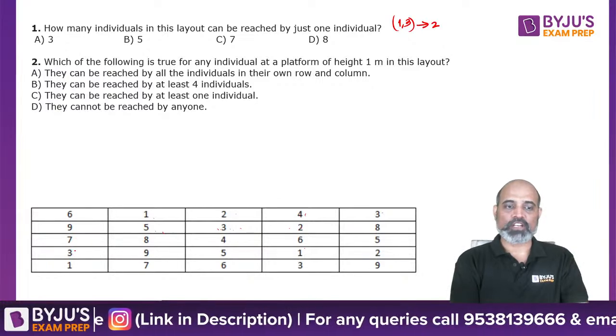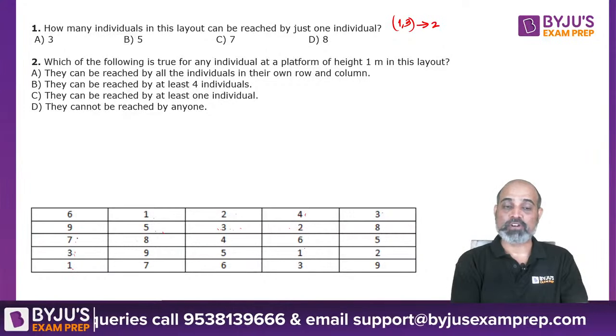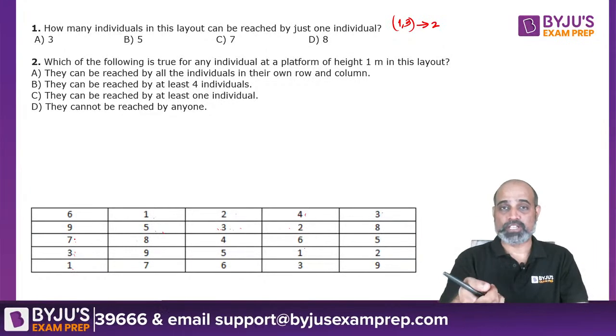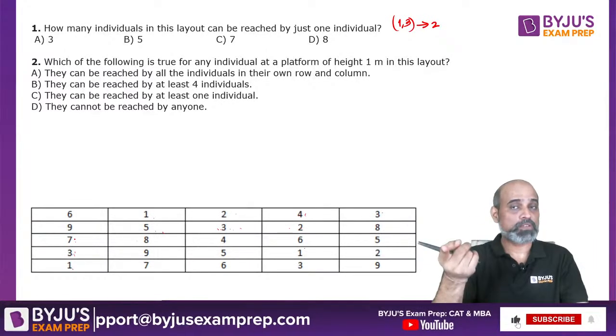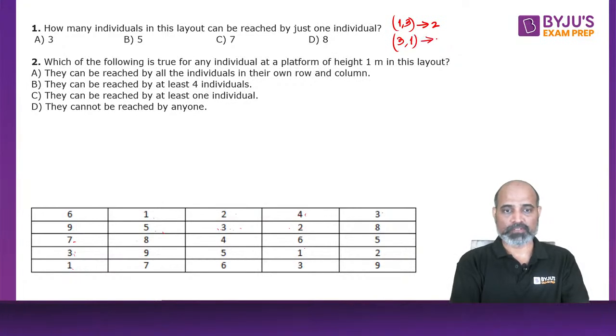7 can be reached only by 3. Can't be reached by 9, can't be reached by 8, and 1 also can't reach 7 because if 1 wishes to reach 7, he will have to go down. But 3 is more than 1. So 7, this is your third row, first column, the value 7. एक ही बंदा आएगा इधर.